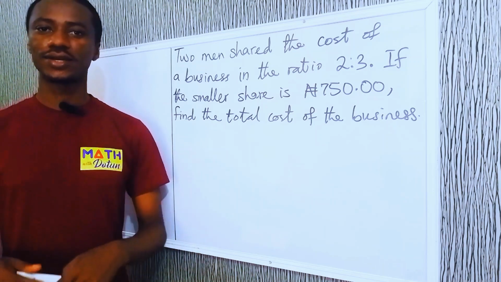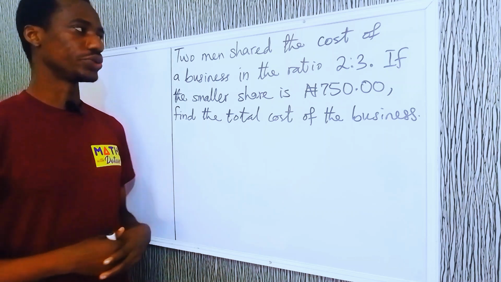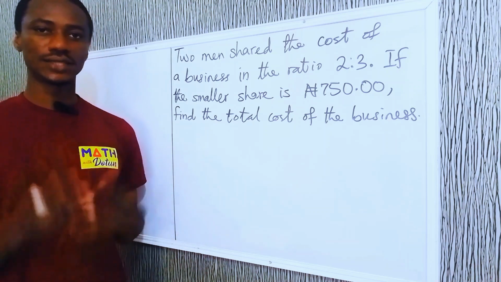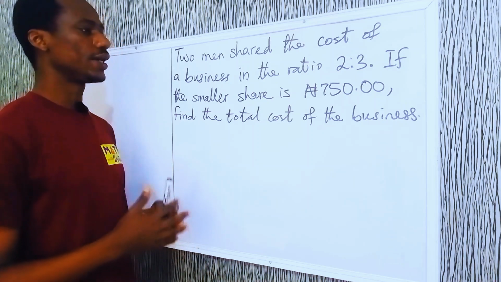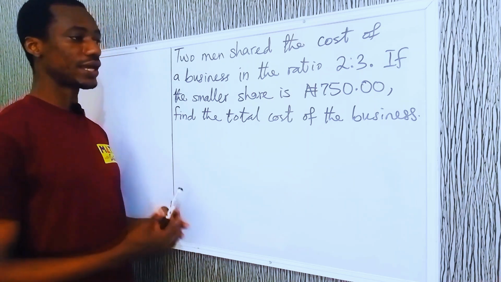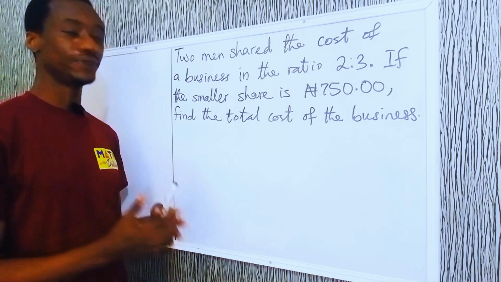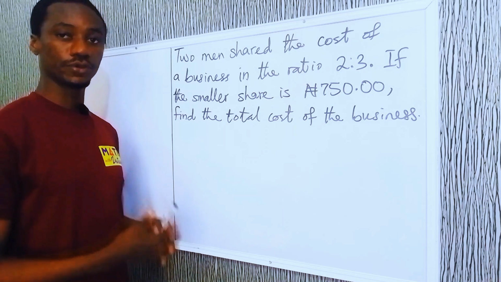This is another National Common Entrance past question on ratio. So let's see how we can tackle this. Two men shared the cost of a business in the ratio 2:3. If the smaller share is 750 naira, find the total cost of the business.